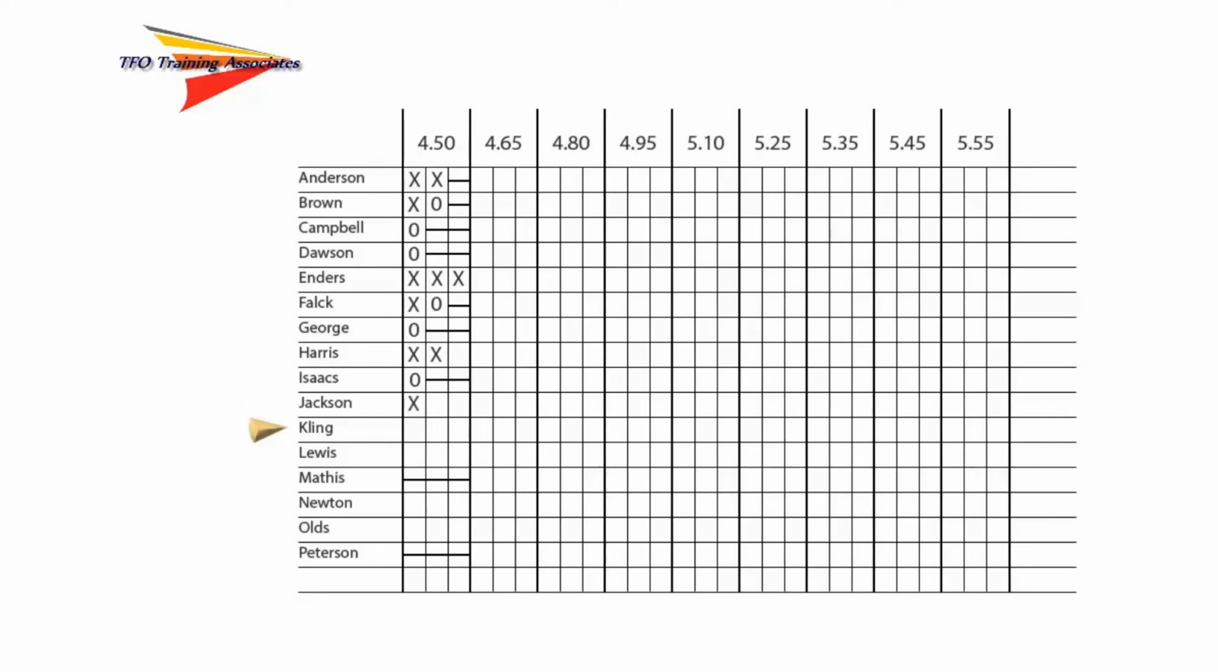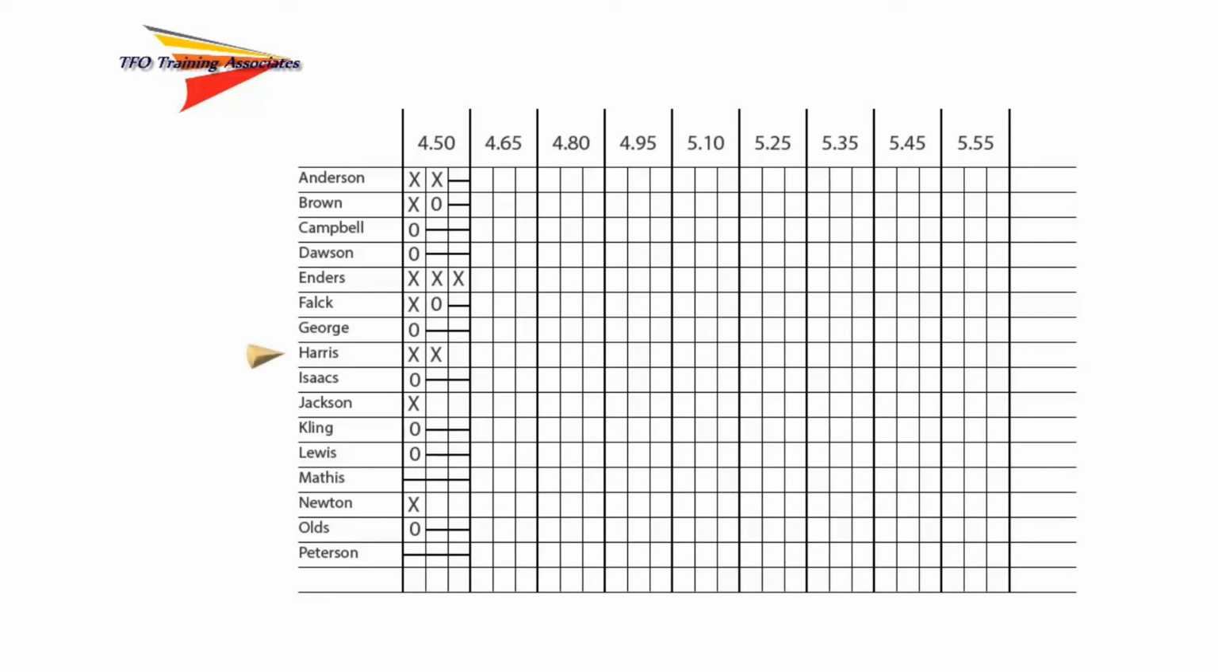Kling is the next jumper. Kling is successful. Lewis is now up. And he clears the bar as well. Newton is now up for his first attempt. Newton misses. Olds is the next jumper for his first attempt. Olds clears the bar successfully.